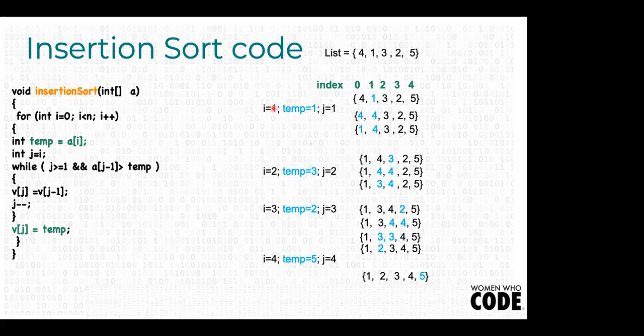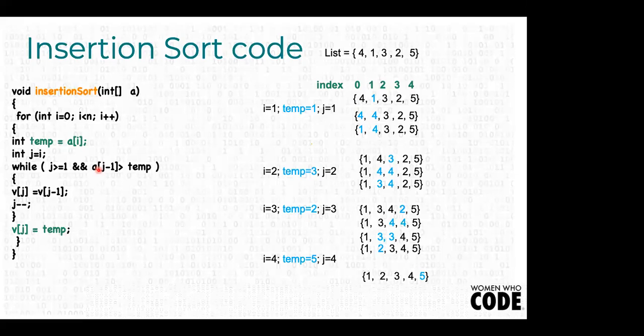So you have i as 1, and temp will be initialized to whatever value i has, and you have j, and j will hold i's value. So here our i is 1, so you have i, temp and j as 1 here. And now we'll check in the while loop if j is greater than or equal to 1. Yes, j is equal to 1.